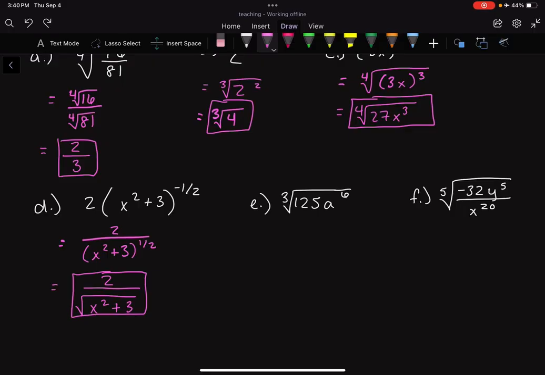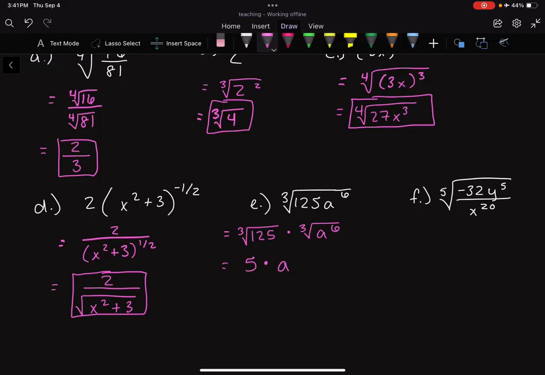For our next one, I'm going to split it up. So I have the cubed root of 125 times the cubed root of a to the 6th. Now, the cubed root of 125. Can we think of what that is? So that's going to be 5. And then over here, the cubed root of a to the 6th.